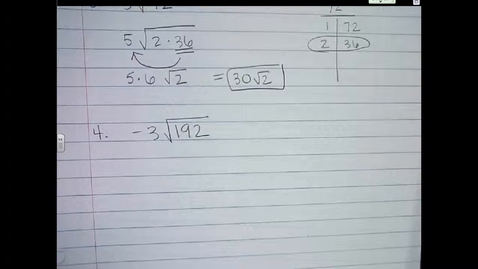So you're looking for, once you make your factor chart here, neither of these are on my list. Neither of these are on my list. But as soon as I got to 16, I had a perfect square.